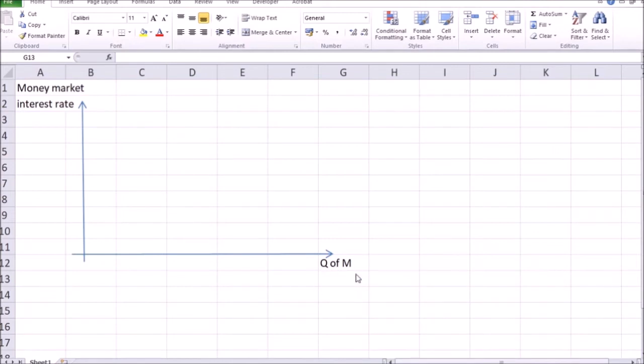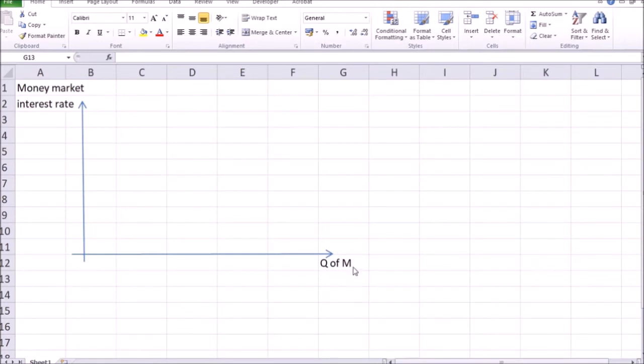A bit of a source of confusion over here is that this quantity of money in the economy is actually more or less the same as the supply of money. Remember, we mentioned before that the supply of money is all the deposits and the cash in circulation. All of that together is the quantity of money in the economy. That's also the supply of money.